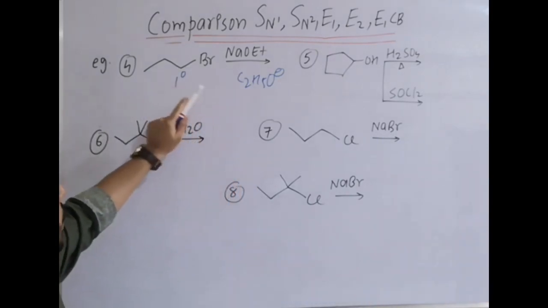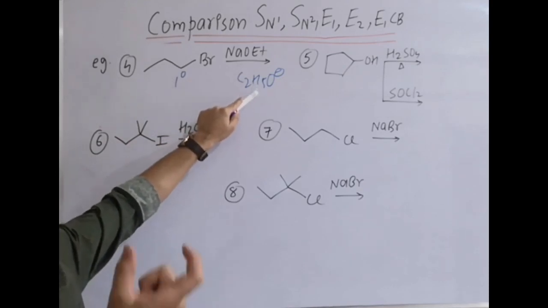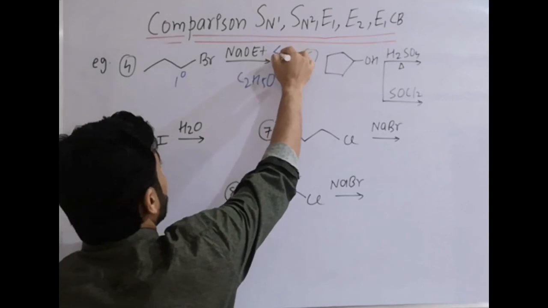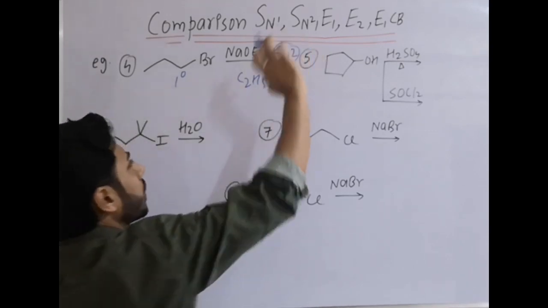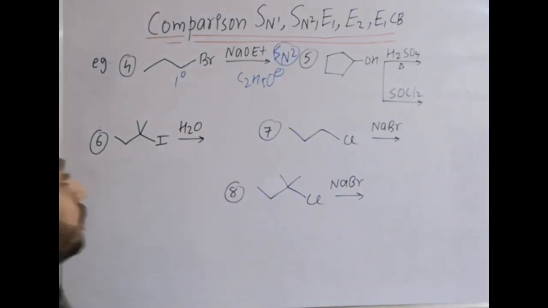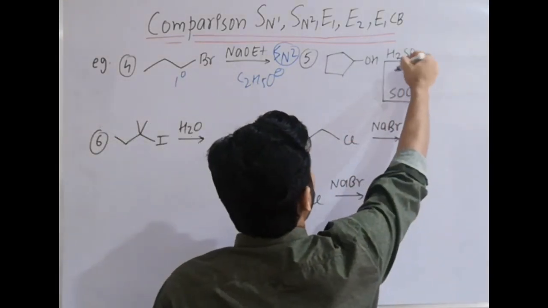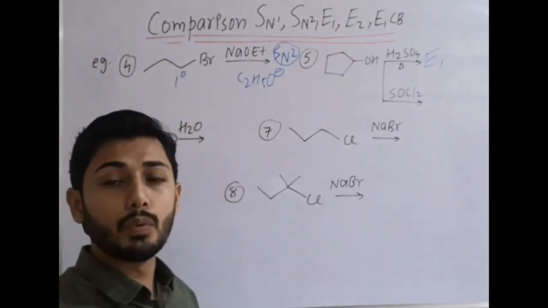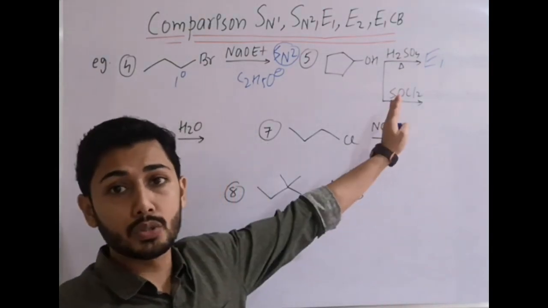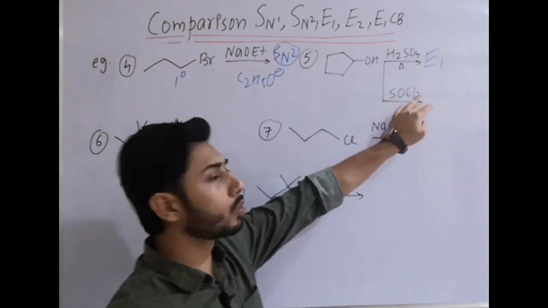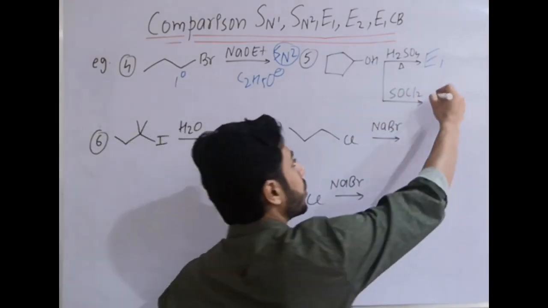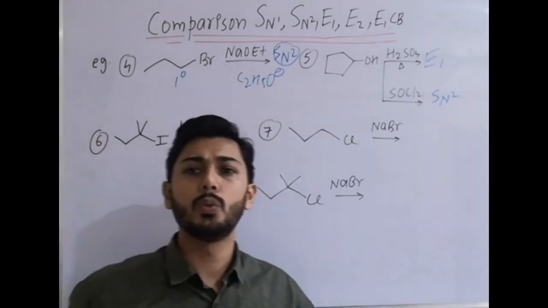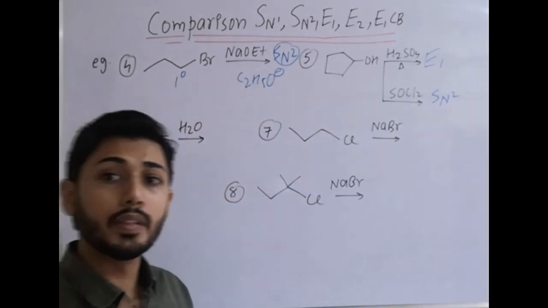See that chart. Initially we have done primary with an unhindered strong base: majorly, I am writing SN2. Minor product will be E2. Fifth, secondary alcohol, H2SO4, heat: E1 mechanism. Secondary and tertiary clearly go by E1 mechanism with concentrated H2SO4 and heat. SOCl2 with secondary alcohol, which reaction? SN2. Why? Because I told you SOCl2 and PX3 go by the SN2 mechanism.